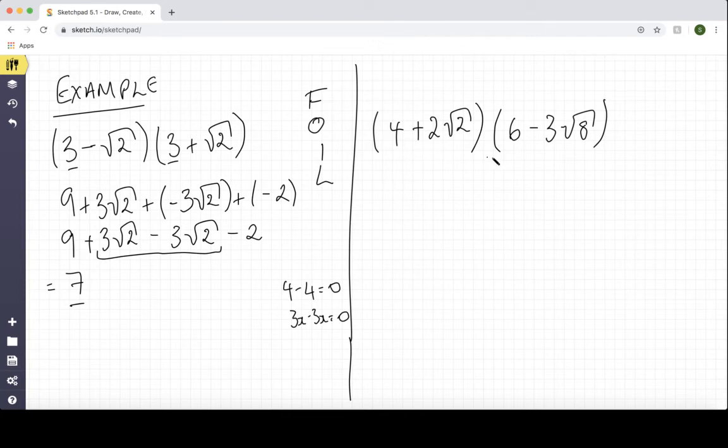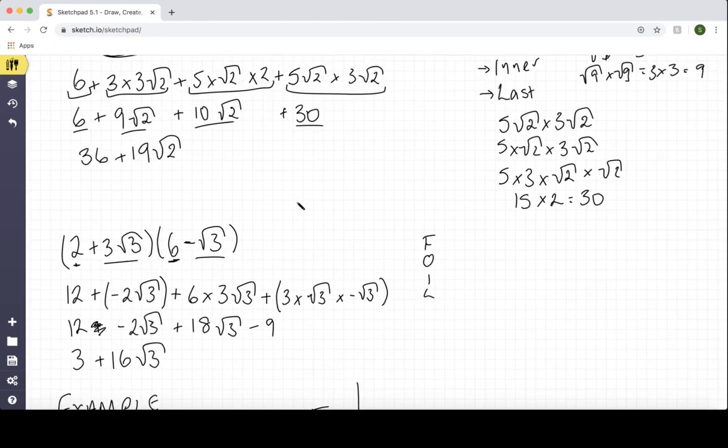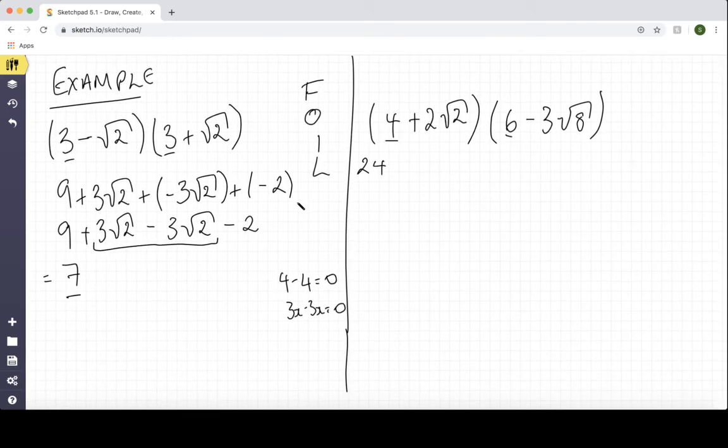And then let's have a look at this one. So we've got, again, first, outer, and last. First, we have 4 times 6, which is 24, plus outer, so we've got 4 times 3 root 8. Now, we've got this root 8 here, which we know from before we can simplify. So notice in all of these examples that we've done with this, these have been surds that we can't simplify. They're in their simplest forms. But here we've got the square root of 8, which we can simplify.